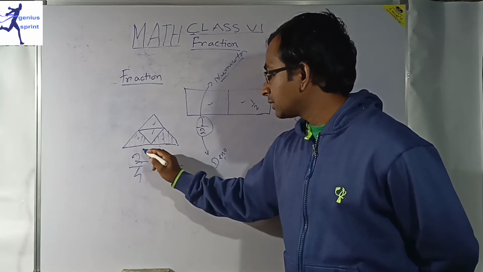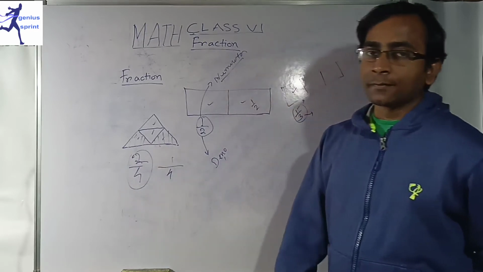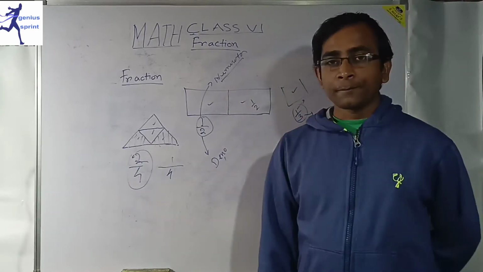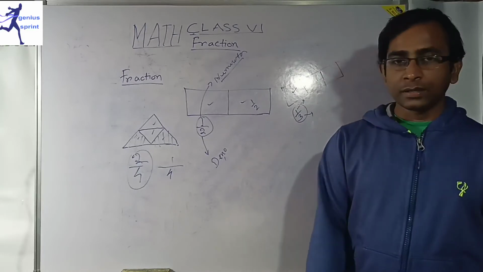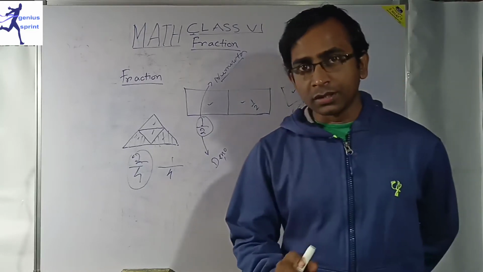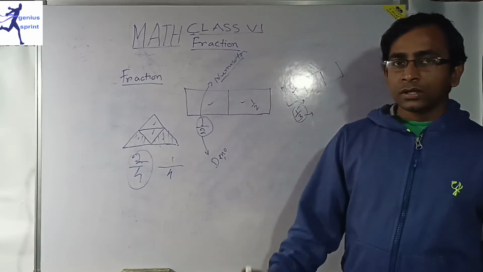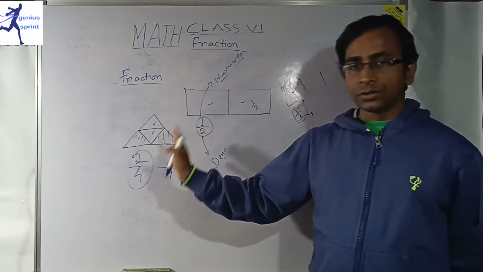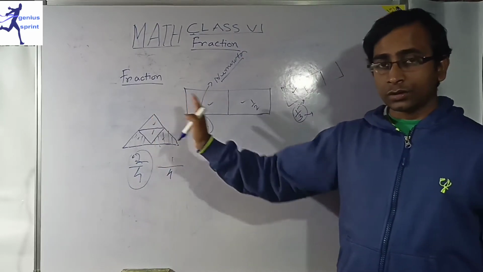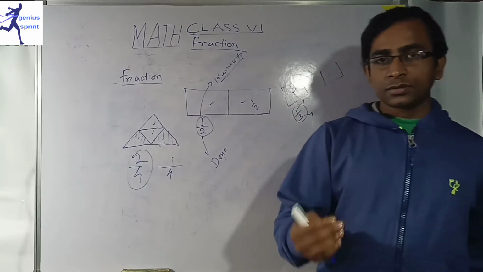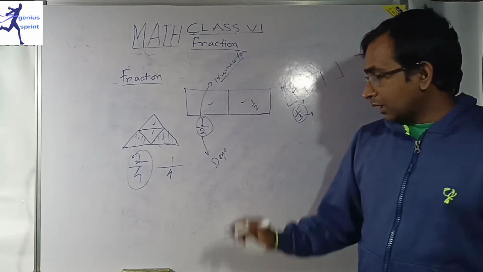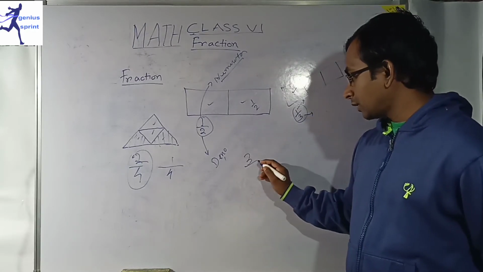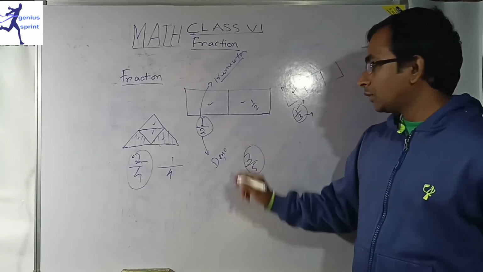So this is basically called a fraction. In the class 6 standard, these types of different figures will be given to you, and you should recognize what the fraction is. There may be different individual figures, and you have to identify them. Sometimes the teacher gives a fraction, for example 3/5, and you have to draw it.